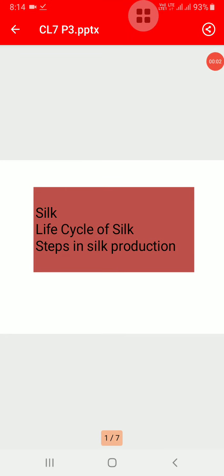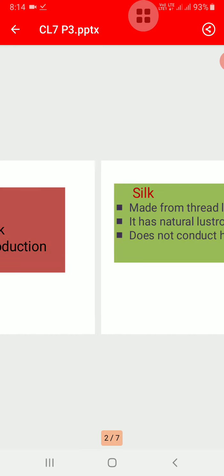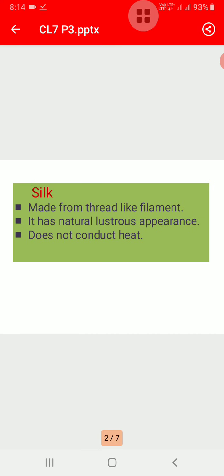Hello students, today we will learn about silk, the life cycle of the silk moth, and the various steps in silk production. So first of all, we will start with silk.